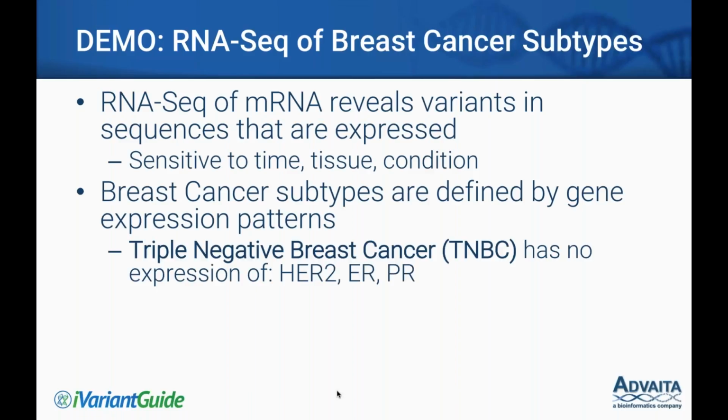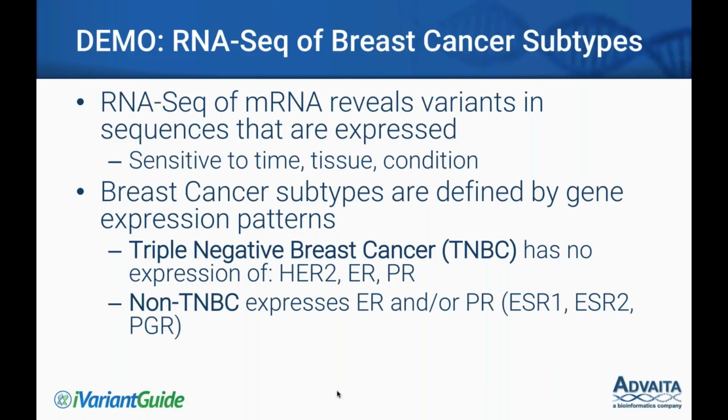So, triple negative breast cancer is defined as there is no expression of either HER2 or the estrogen receptor or the progesterone receptor. In contrast, non-triple negative cells express either the estrogen receptor or the progesterone receptor or both. And that could be one of the 3 genes that I've listed here. And as you might expect, the HER2 positive samples express HER2, which is also called ERBB2.